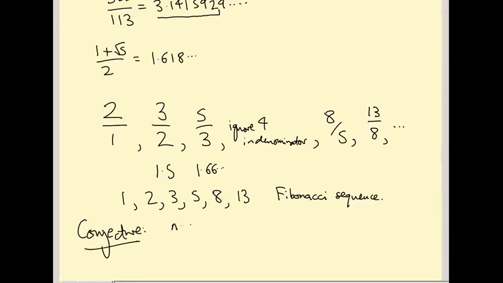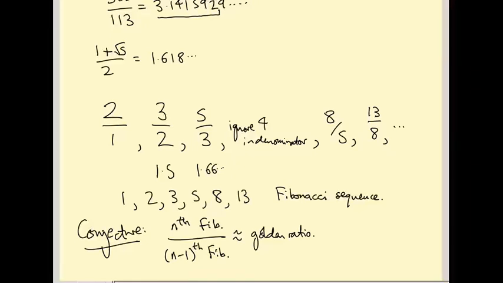So the nth Fibonacci number over the previous Fibonacci, so the n minus 1th Fibonacci number. This should be a sequence of rational approximations for the golden ratio. So the question is, can we explain why this is true? So the answer is yes, we can explain why it's true. So let me try. I get a new page.